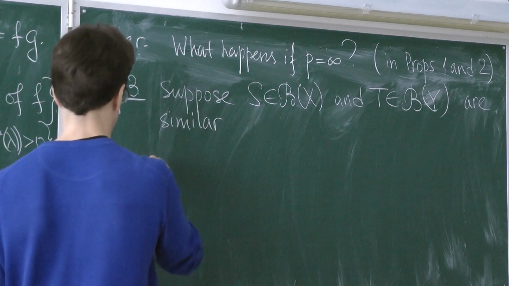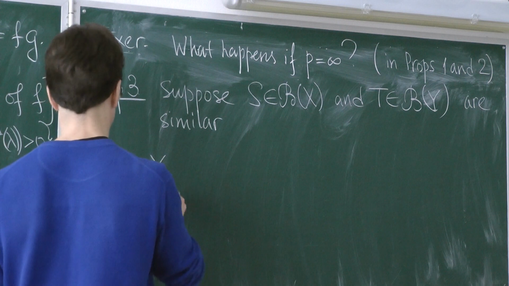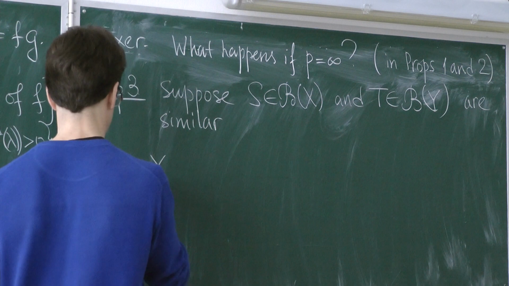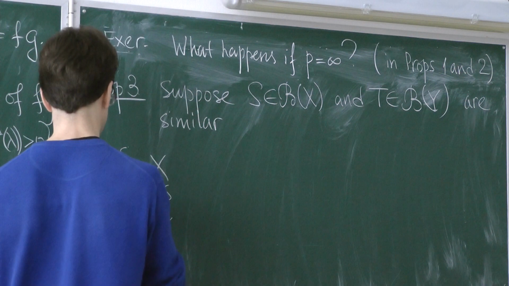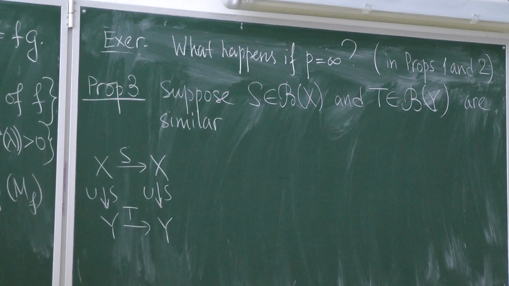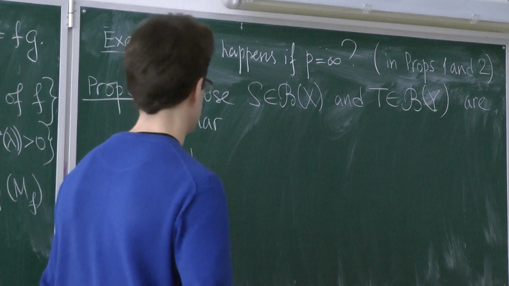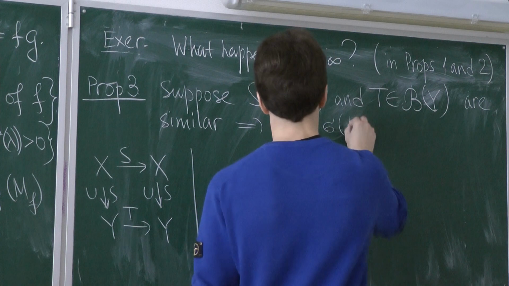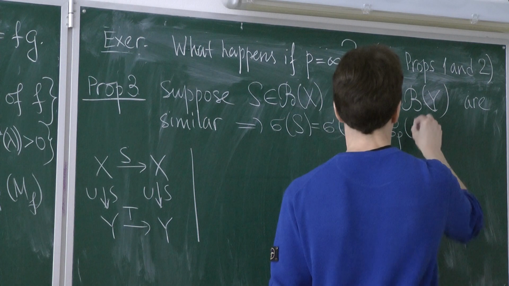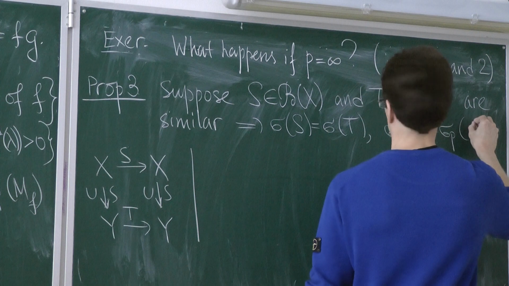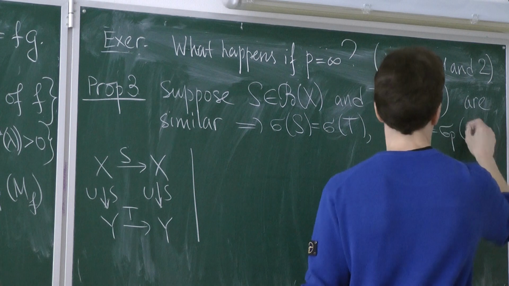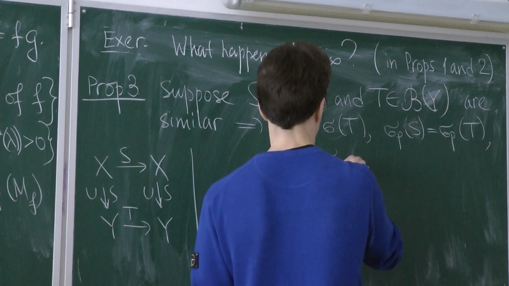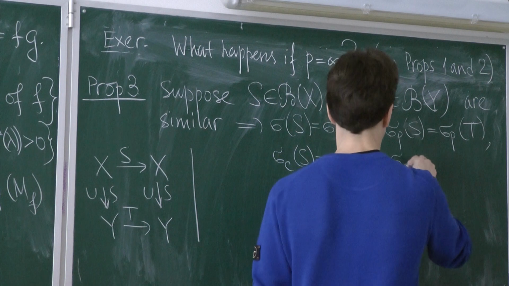Let's recall what it means. This means that there is a topological isomorphism between X and Y, which makes this diagram commute. Then I claim that they have the same spectrum, the same point spectrum, their continuous spectra are the same, and their residual spectra are also the same.